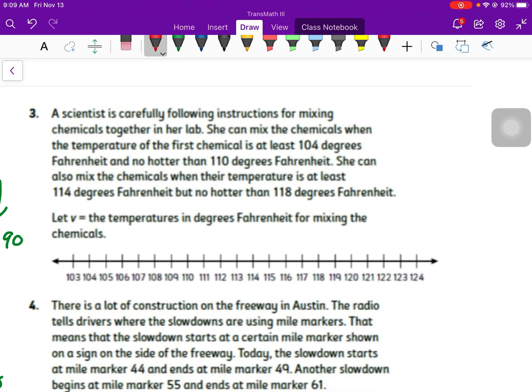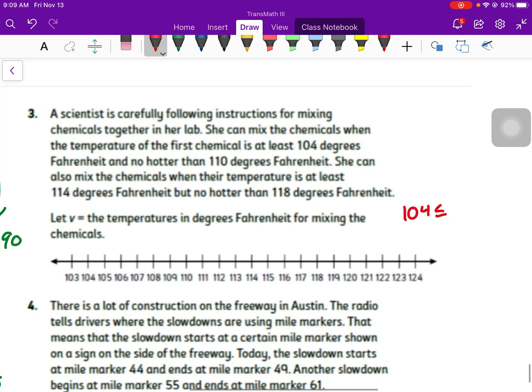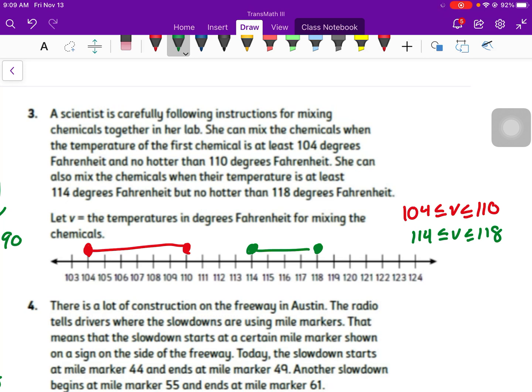Number 3, a scientist is carefully following instructions for mixing chemicals in her lab. She can mix the chemicals when the temperature of the first chemical is at least 104 degrees and no hotter than 110 degrees. So it can be 104, it can be 110. So 104 less than or equal to V, less than or equal to 110. And then she can also mix the chemicals when the temperature is at least 114, can be 114, but no hotter than 118, can be 118. So I'm going to have 104, closed circle, to 110, closed circle, and 114, closed circle, to 118, closed circle.